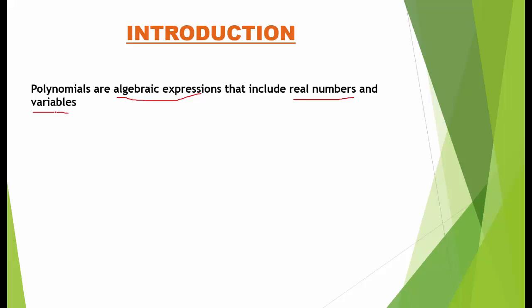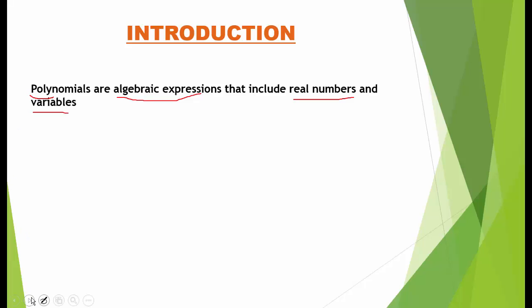Now, what is the meaning of this poly? Students, in our English language, some words are formed using two words. Here, this word polynomial is made from two words, that is poly and nomials. Poly means more than one. So polynomial is that expression which contains more than one term.